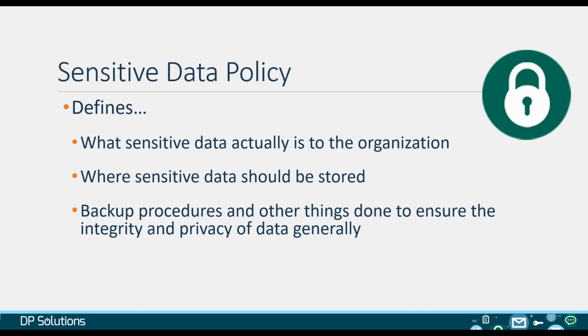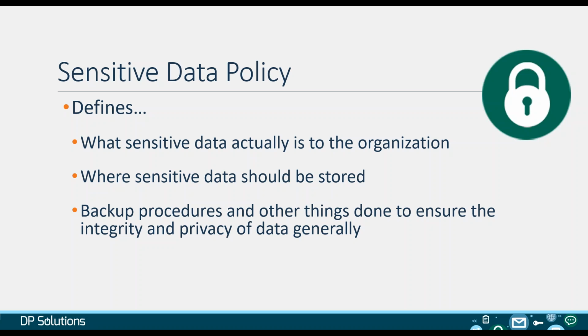More importantly, if anyone ever wants to look and see that the organization has come up with a plan, a data management plan, where we've defined what data is important to us, where that data belongs, what the backup procedures are, and why those backup procedures were put in place, we have a document saying what that logic was.